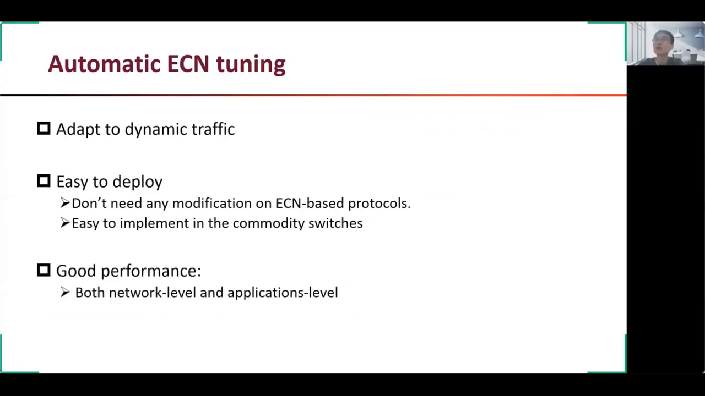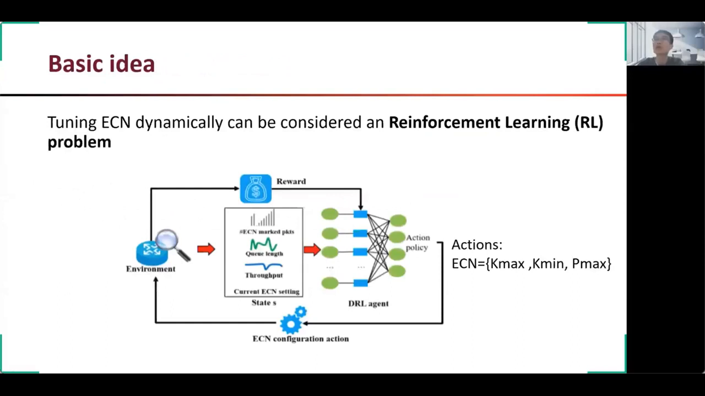So automatic ECN tuning aims, first, to adapt to dynamic traffic. The second is to be easy to deploy without any modification. The last is good performance at both network and application levels. To address the above issues with a zero configuration approach, the basic idea is a learning-based approach to adjust the ECN threshold dynamically without human intervention. So tuning ECN dynamically can be formulated as a reinforcement learning problem.